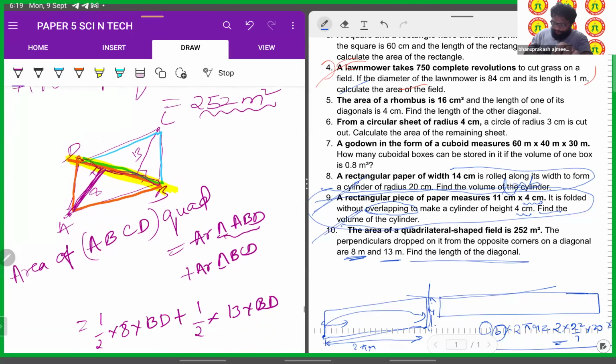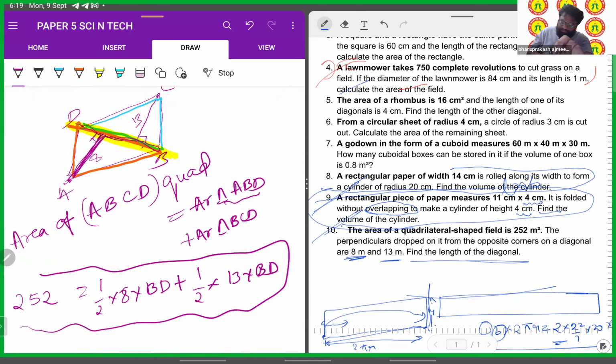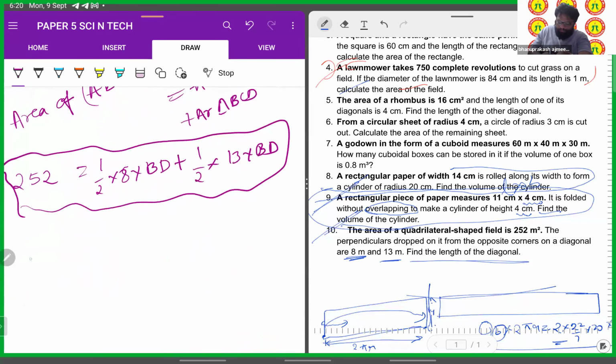And one more thing here, the area of the quadrilateral is 252. Any confusion in understanding how we got this? We can take half as common, right? So eventually we will be developing the solution. No need to get confused. So here, 252 is equal to half, and if I take BD also common, then I will get 8 plus 13. Any confusion till now?